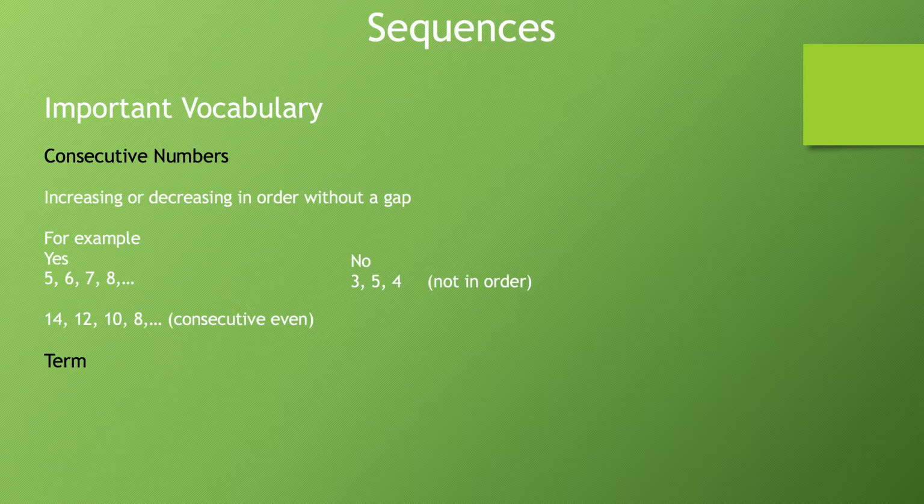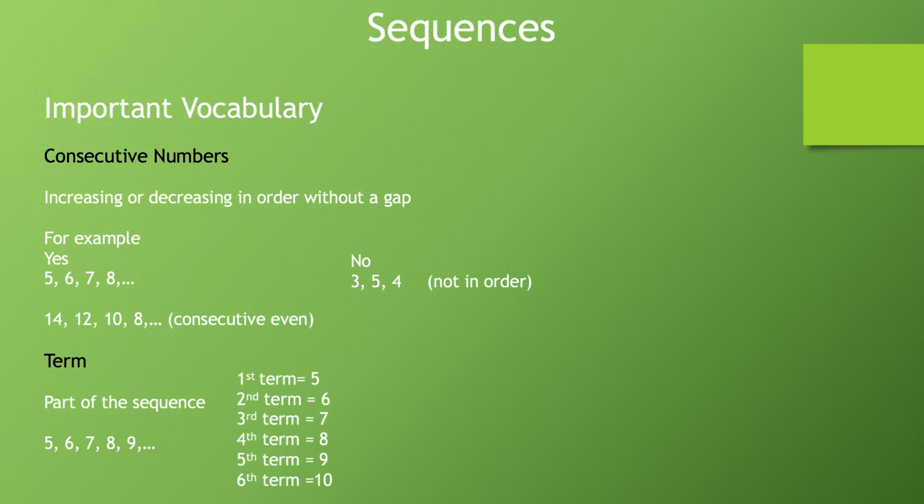Term. It's another vocabulary word that you need to know. A term is any of the numbers in the sequence. So let's take a look at this sequence: 5, 6, 7, 8, 9, and it keeps going. So the first term is 5. Why? Because it's the first number in the sequence. Second term, 6. Then the third term, 7. Fourth, 8. Fifth, 9. Now, even though 10 is not written, it is still the sixth term, because if you continue writing it, it will be 10.